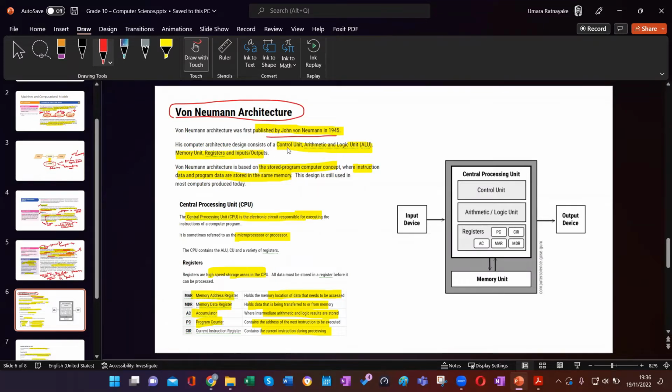His computer architecture design consists of a CPU, the central processing unit, which consists of three parts. What are the three parts? You have the control unit, you have the ALU, and you have what is known as registers. And these three, of course, you know already. You have learned this in lower grades as well. The CPU is divided into three parts: control unit, ALU, and registers.